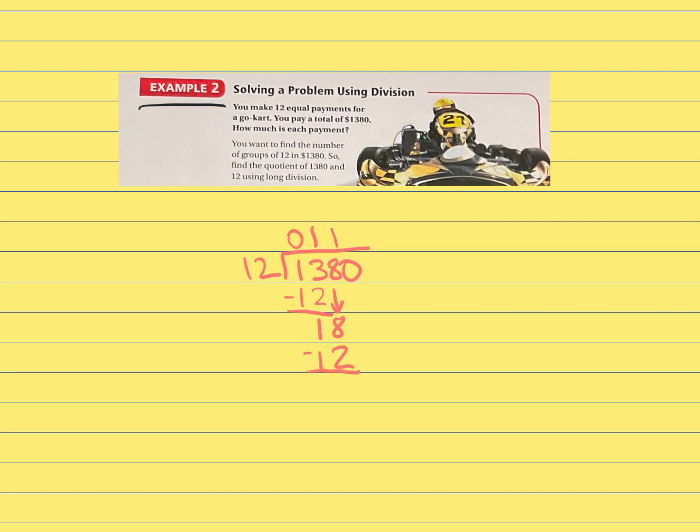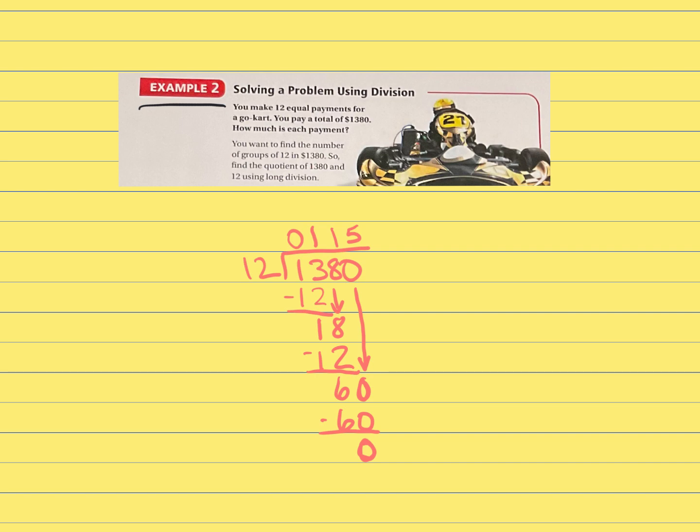18 minus 12 is 6. And then I bring down my 0, my last number. 12 can go into 60 5 full times because 12 times 5 is 60. You keep going until you get a 0 or you run out of numbers.